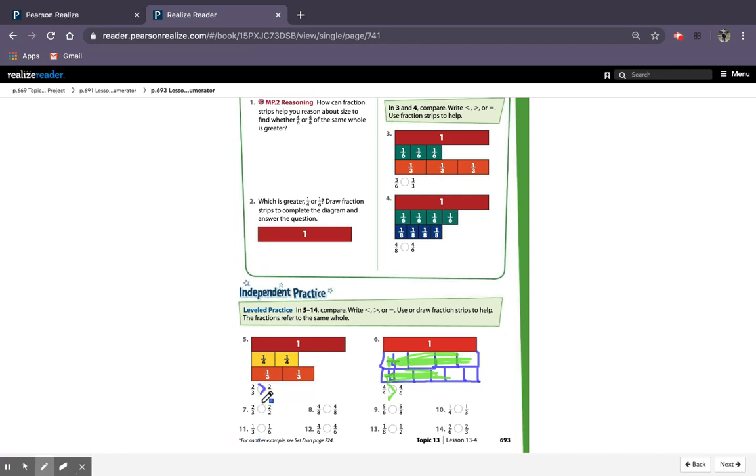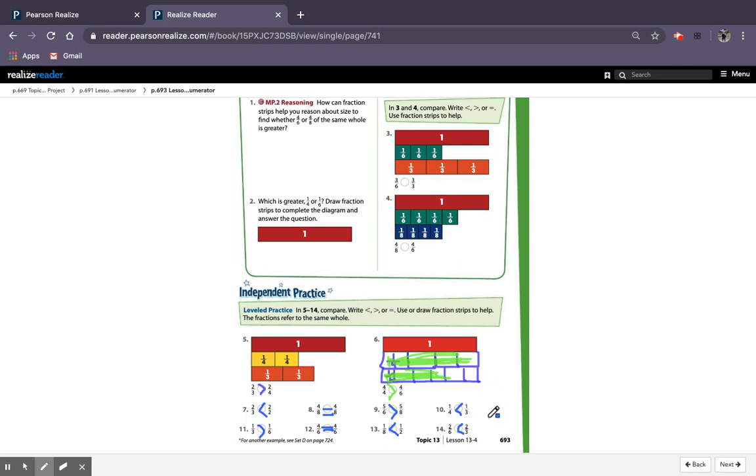What's greater? 2/3 or 2/2, 2/2. 4/8 or 4/8, those are equal. 5/6 or 5/8, 5/6. 1/4 or 1/3, 1/3. Moving on to the bottom, 1/3 or 1/6, 1/3. 4/6 or 4/6, equal. 1/8 or 1/2, 1/2 is greater. And last but not least, 2/6 or 2/3, 2/3.